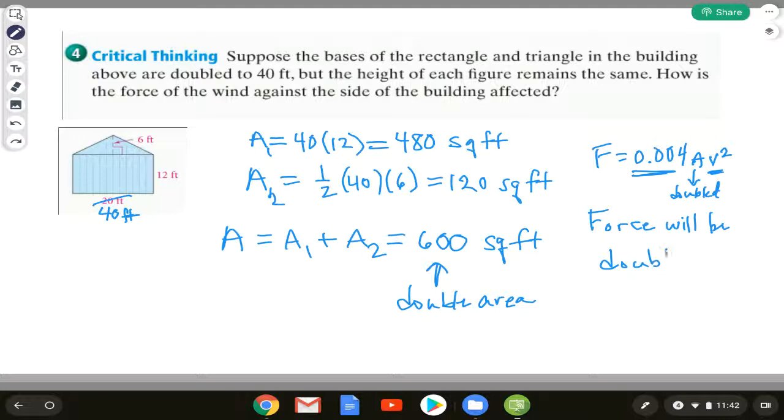We didn't have to actually give what the force was this time. We were just trying to figure out what would have happened to it. Since my area got doubled and I would be plugging that into the equation, it's the same thing as if I had multiplied the other force by 2.